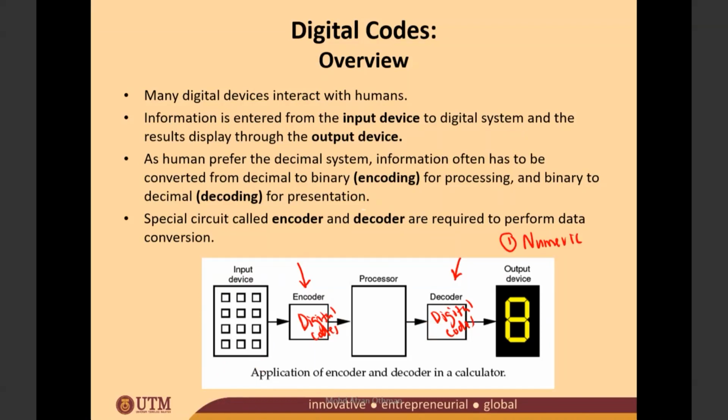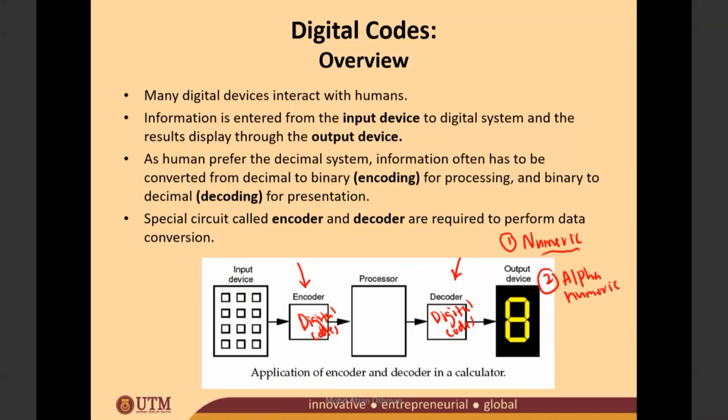This numeric code involves numbers only. That's why we call it a numeric code. Examples of numeric codes are binary code, decimal, gray codes, and so on. Then the second type is what we call alpha numeric.